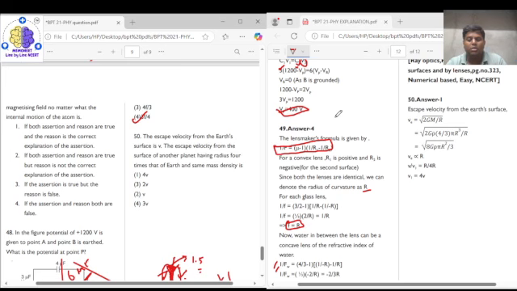Now coming to the last question: the escape velocity from the Earth's surface is v. What is the escape velocity from the surface of another planet having radius 4 times that of the Earth and the same mass? We have the formula escape velocity equals under root 2GM by R, which can also be written as under root 8Gρπ R squared upon 3, and from here we can say that escape velocity is directly proportional to R. Now if the radius of the planet is 4 times, then the escape velocity will also be 4 times. So the correct answer for question number 50 is option 1, that is 4 times, right?